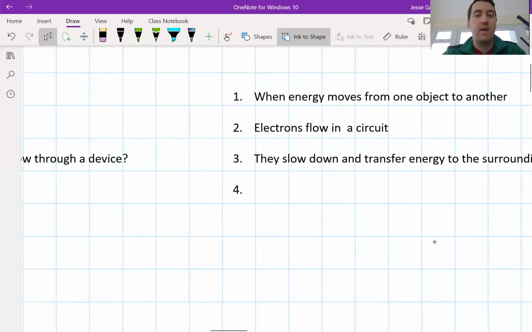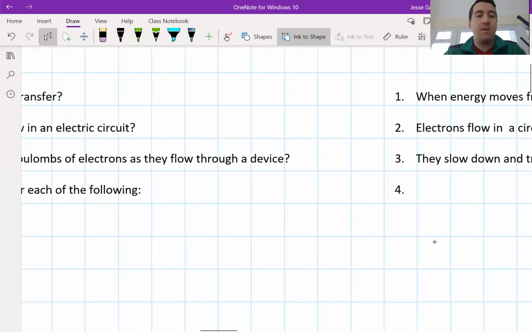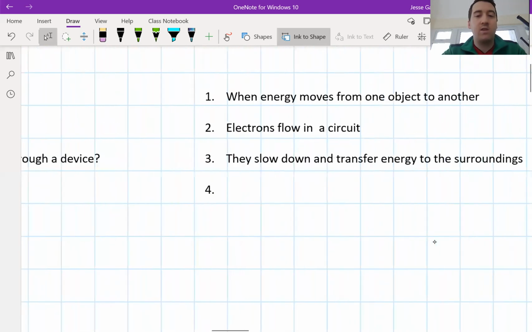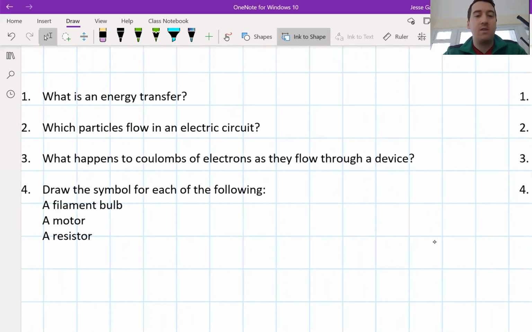So questions 1 to 3 are done here. Okay, so what is an energy transfer? It's when energy moves from one object to another. Which particles flow in an electric circuit? That would be electrons. Electrons are the particles that flow. And what happens to the coulombs of electrons? A coulomb, if we remember, was a really large number of electrons, 6 quintillion electrons, a hell of a big number, and that's how we count electrons.